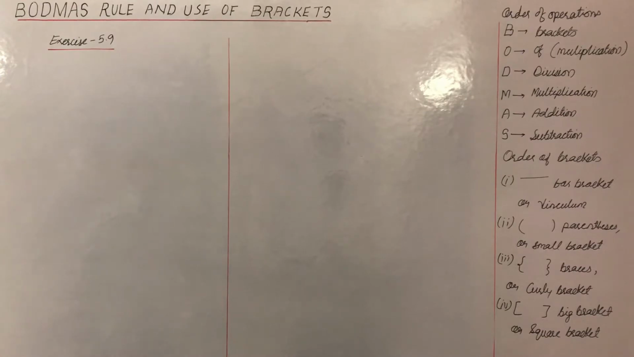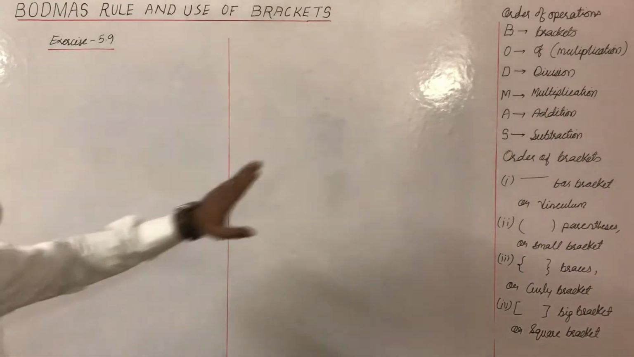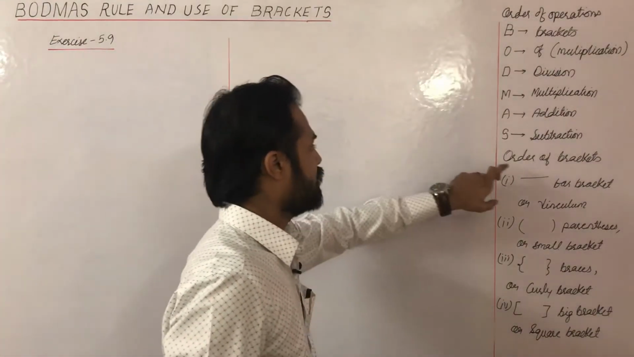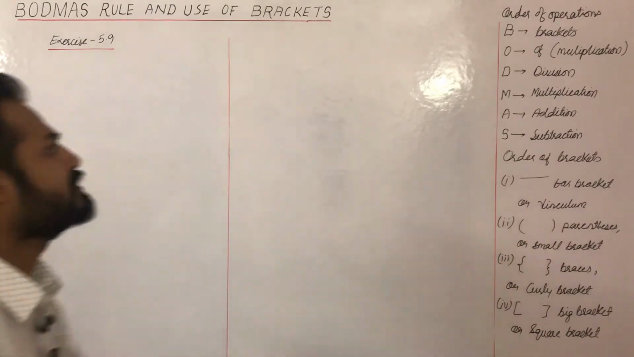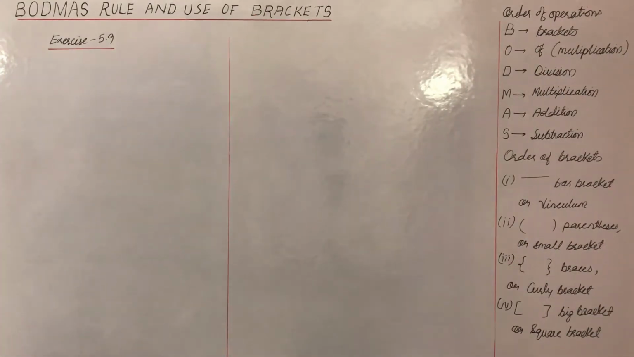Now for brackets, the order of brackets is: first bar bracket, or vinculum; second parenthesis, or we can say small bracket; third braces or curly bracket; then fourth big bracket or square bracket. So for simplification, we have BODMAS rule and the order of brackets which we have to follow. Now we will solve exercise 5.9.